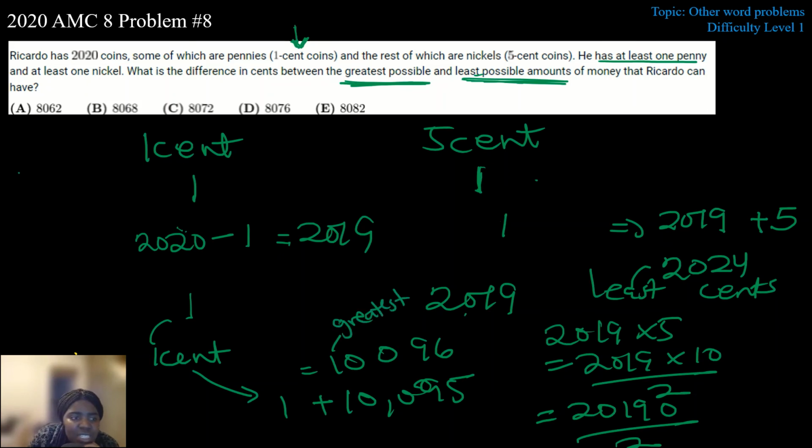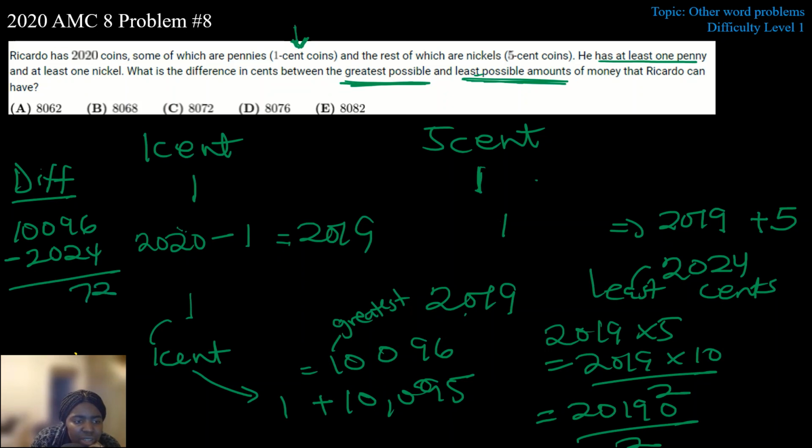And so the difference now is going to be 96, and you're going to subtract 24. So we're going to get 72. Yep, that gives us C. We end up with C. All right.